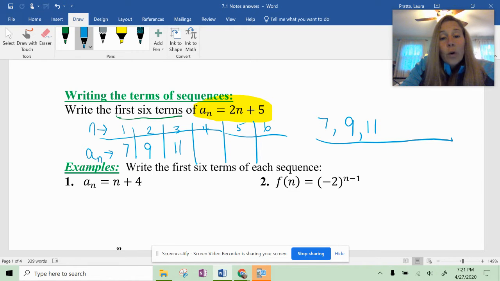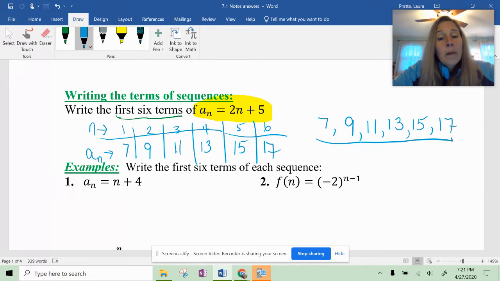Then I would plug in a 4. 2 times 4 is 8. 8 plus 5 is 13. So the fourth term in my sequence is 13. And then we could probably figure out the pattern by now that they're increasing by 2 each time. And then you could figure out that the next 2 numbers in the sequence are 15 and 17.